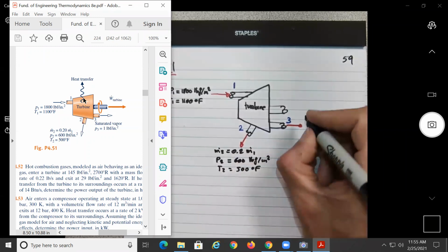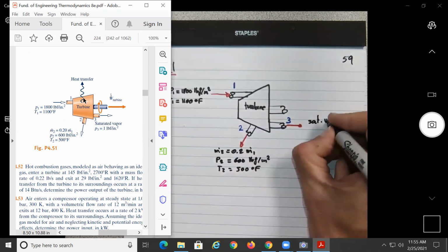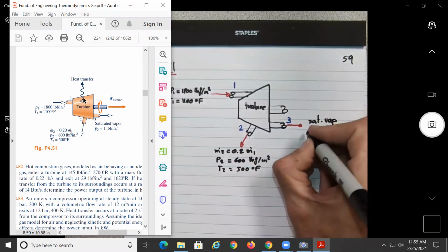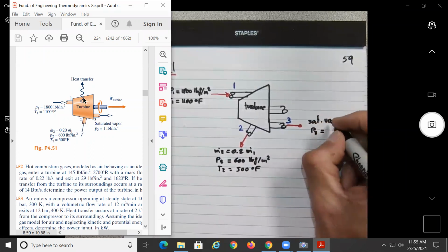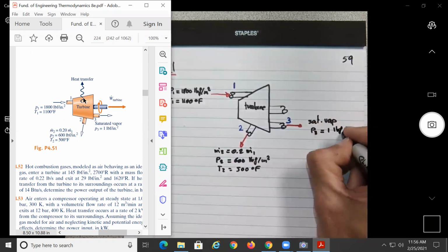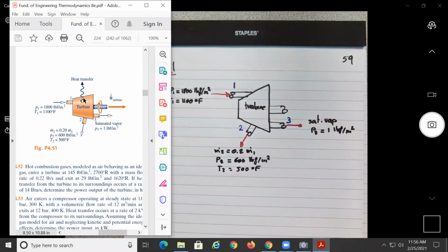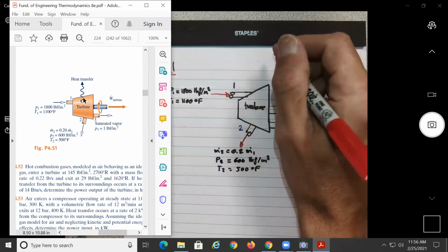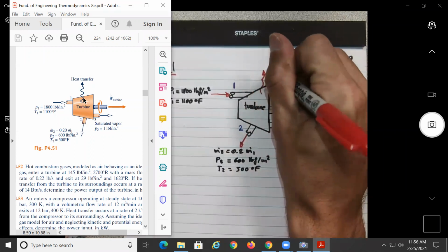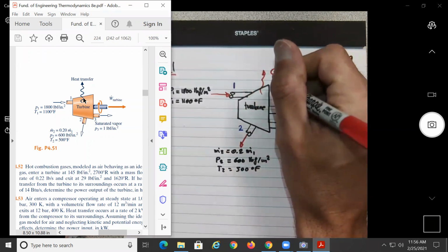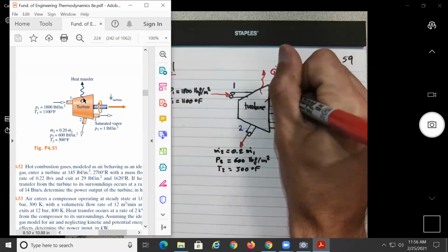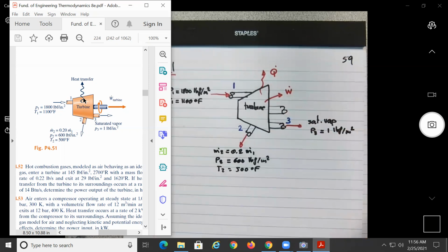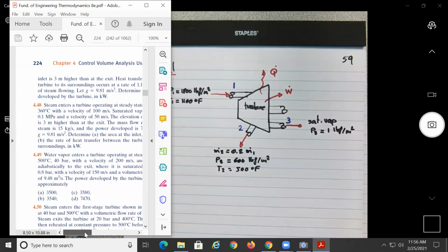And now at 3, we know is saturated vapor, so it's water. We're dealing with water. Saturated vapor. And we know P3 equal to 1 lbf in square. And looks like this heat transfer. So this is giving heat. And obviously this is a turbine, so I'm pretty sure this is providing power, no? Okay? This is what I will understand from that figure. So now let me see the problem statement, see if we can add something.